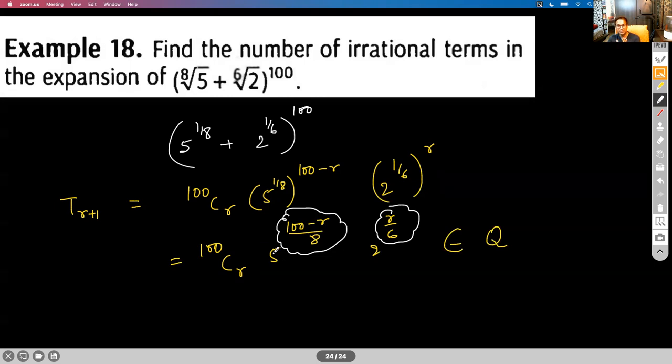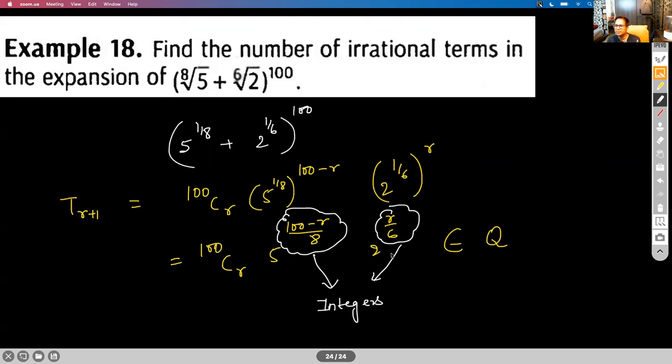If you want the entire term to be rational, Q means rational, what can you comment about these two expressions? Can I say they should be integers? Any integer, positive, negative, whatever, it should be an integer, right? Because if it is not an integer, there would be a root hidden. And because 2 and 5 are relatively prime, they will not have any common factors to make that root a rational number.